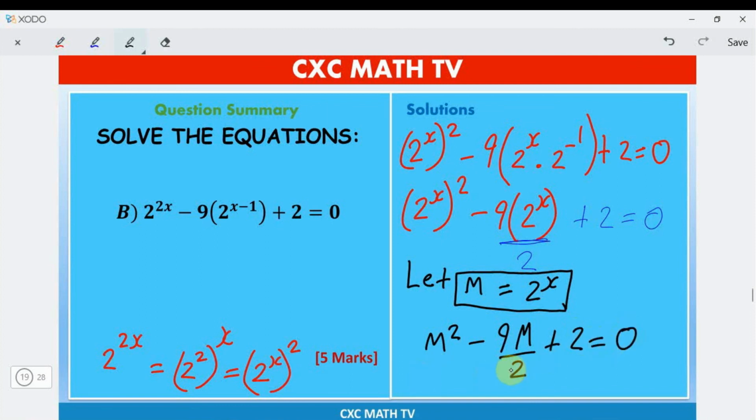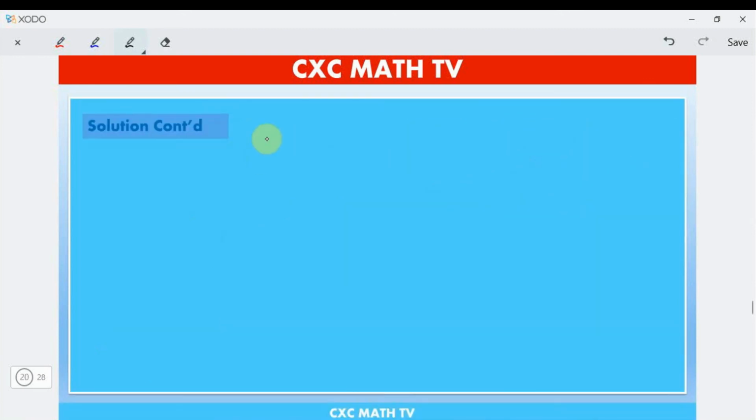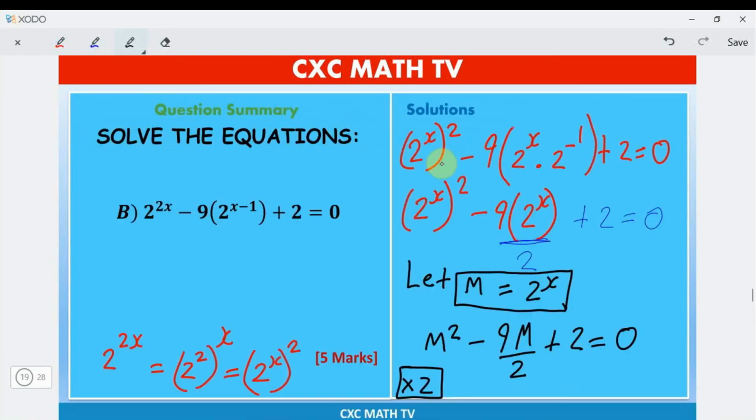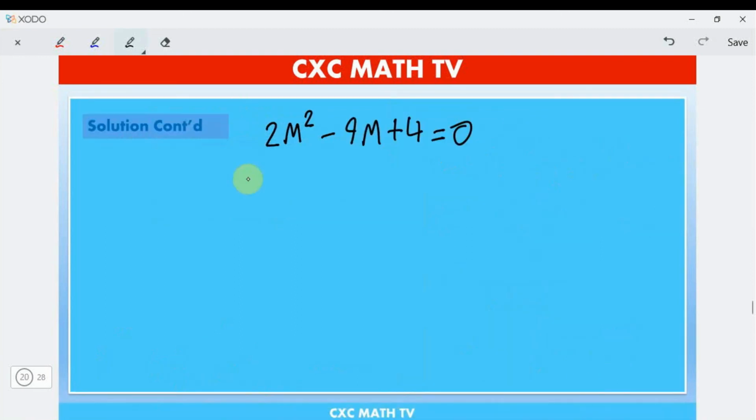Now I don't like this fraction here, so we're going to multiply through the equation by 2 to get rid of the fraction. In other words, we're saying 2m squared minus 9m plus 4 is equal to 0. All we did was multiply each term by 2. 2m squared, minus 9m over 2 times 2, the fraction gone. Then 2 times 2 is 4, and 2 times 0 is still 0. Now we can go ahead and factorize.